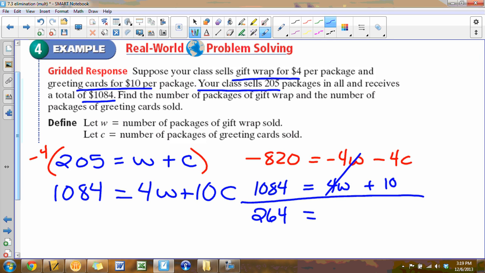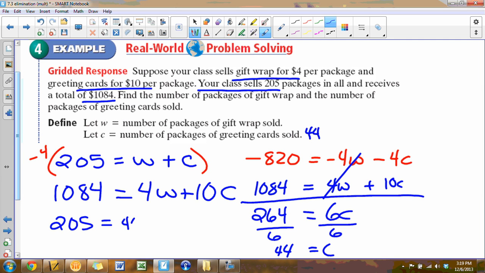264 equals, that eliminates, and then I end up with 6c. Divide by 6, divide by 6, and c is 44. So I ended up with 44 gift wrap packages. And then I can go back up here to this 205. So 205 equals 44 plus C. So 205 minus 44, I know that I sold 161 of those.